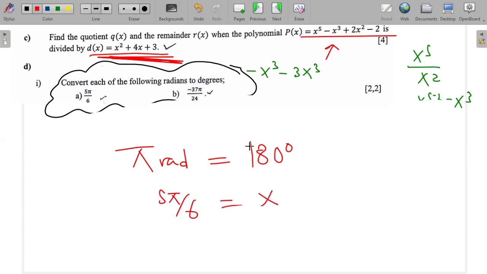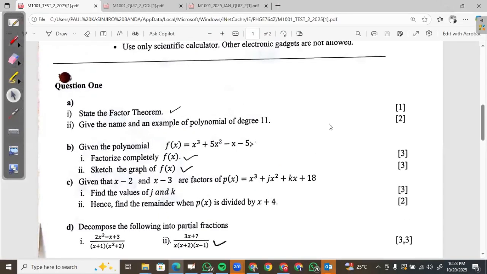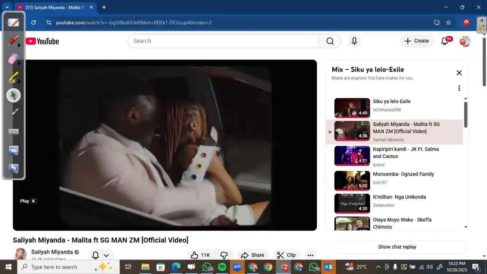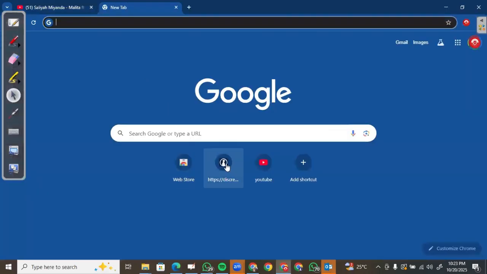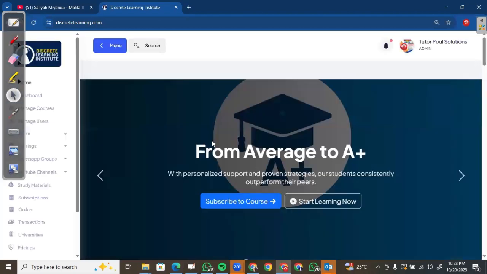So cross multiply and then solve for x. If I want to change this one, I'll still put it here. Cross multiply, solve for x. Okay? So it's not hard. Actually, whatever you learn or whatever I'm teaching here is already there on the website. So on your own free time, we can be going through.